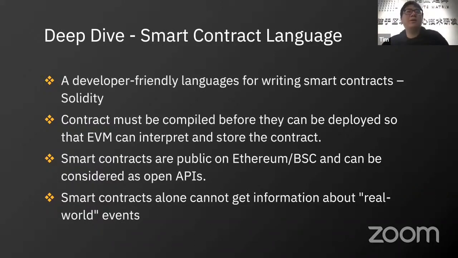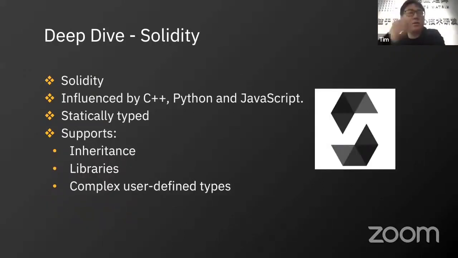It's a programming language for smart contracts on Ethereum and BSC. Okay, so let's take a look at Solidity. This is the logo of Solidity. It's actually influenced by C++, Python, and JavaScript.